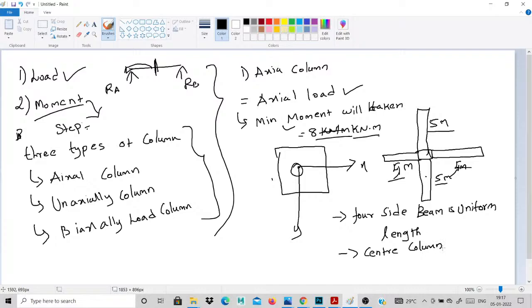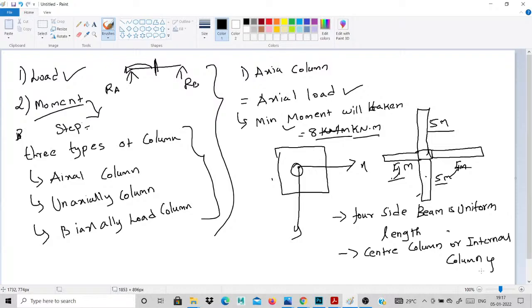How to identify your axial column? The four sides of your beam are a uniform length, that is called an axial column. Another name is center column or internal column. This is the main one to identify in your building. First of all, you identify your column, then go for your design: short column, long column, or any other.